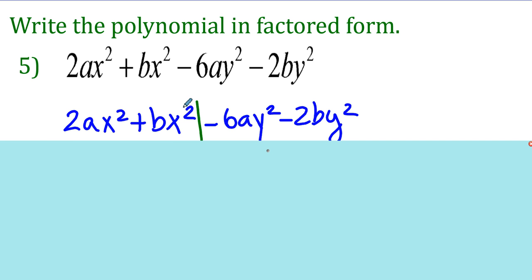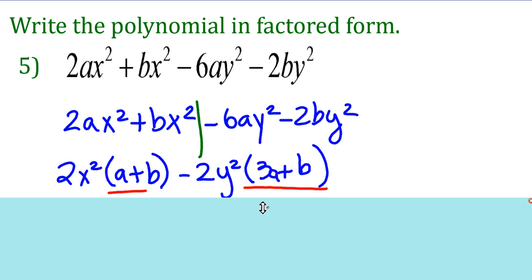And we ask ourselves, with the pairing on the left, do they have anything in common that we can divide out? And they do. They have an x squared. So we'd have x squared, then our left parenthesis, what would be left over? 2a plus b. Then we look at the pairing on the right and ask ourselves, is there anything there that they have in common that we could divide out? Well, they both have a factor of -2 and a y squared. So we'd have -2 parentheses, what's left over? 3a plus b.